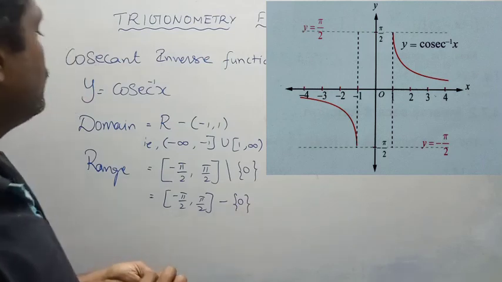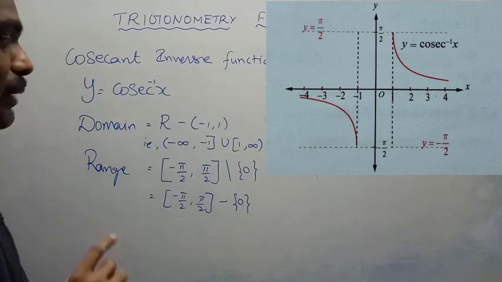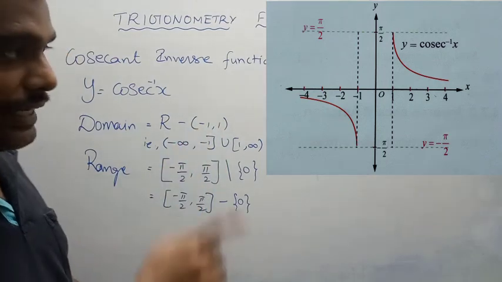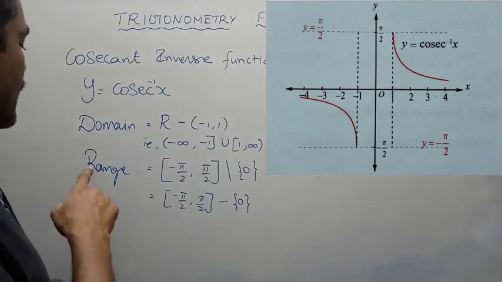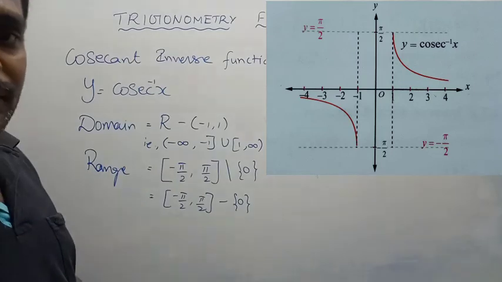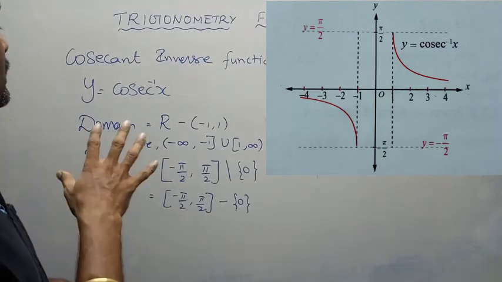So for cosecant inverse x, from the diagram you can say the domain is the set of all real numbers except between -1 and +1. It never lies there. And the range is between -90 and +90 except 0, because at 0 it becomes infinity. Is it clear? So this is the domain and range.